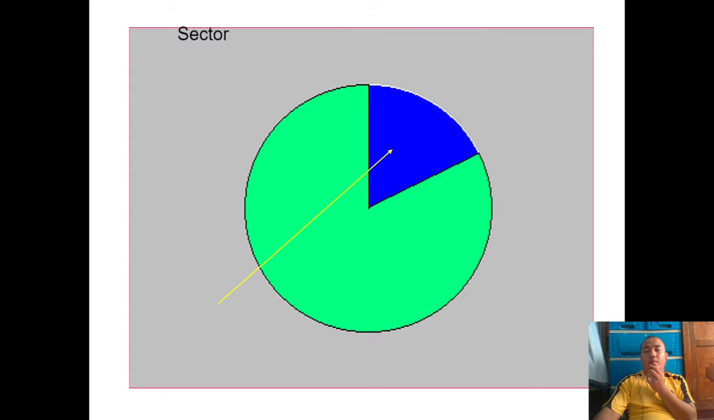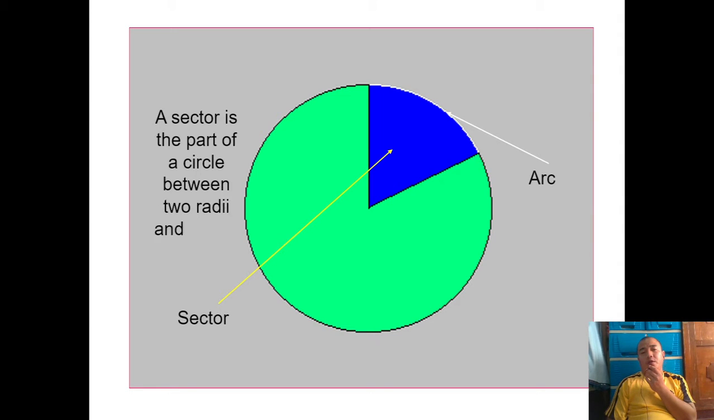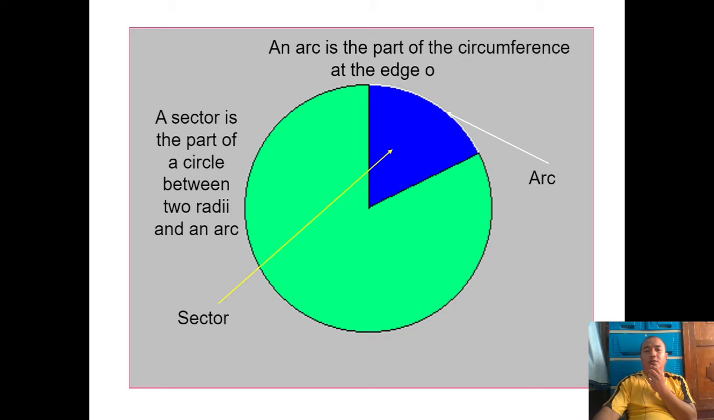Okay. What about this? What we call the sector. Okay, we've learned that just a while back. Ito naman ang arc. A sector is a part of a circle between two radii and an arc. An arc is a part of the circumference at the edge of a sector. Arc, parang arco.